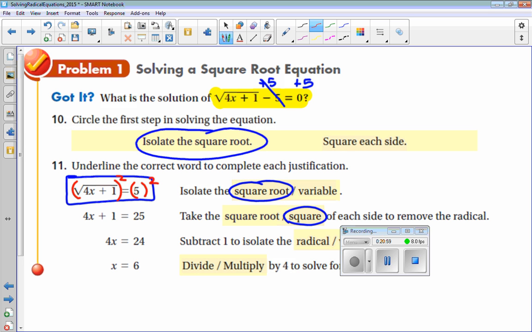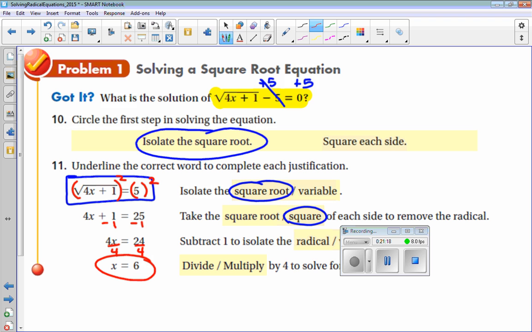Okay? This square and this square root undo each other, so I'm left with what's just under the radical. And then I have 25. Now I'm going to subtract 1, and I get here, divide by 4. This is my answer. Okay?